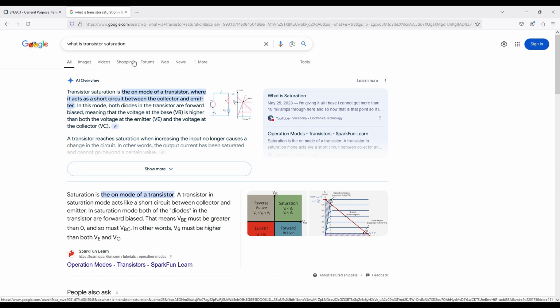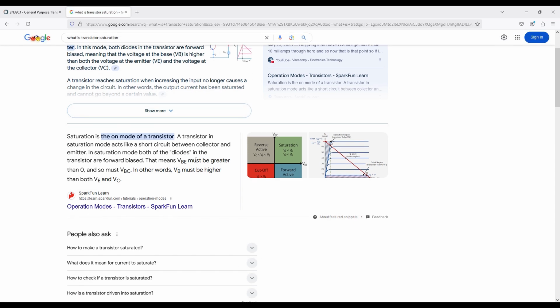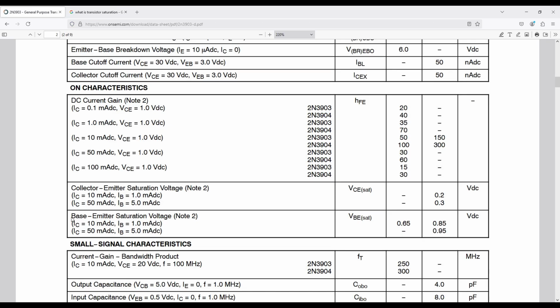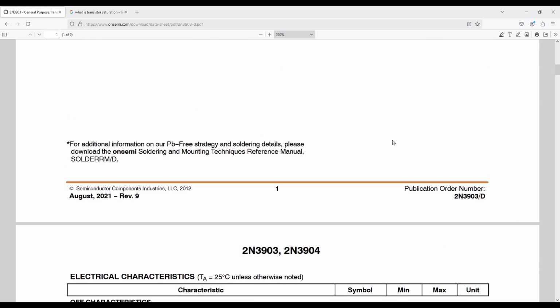Saturation is the on mode of a transistor. So the base-emitter, we can call it the energizing voltage, to turn it on. I think this is what I need, and the minimum is 0.65 volts, which makes sense to me, I think. So I'm going to print this and then go from there.